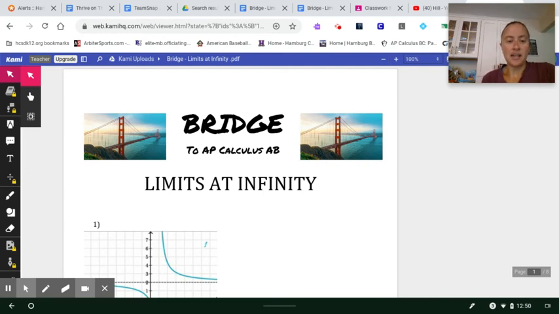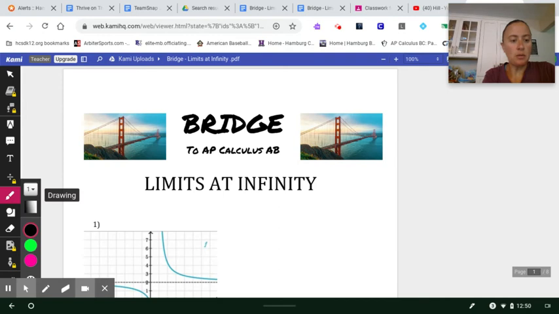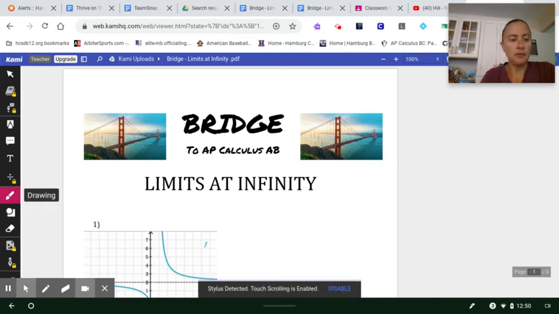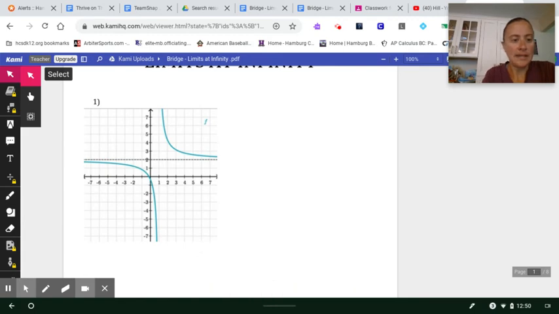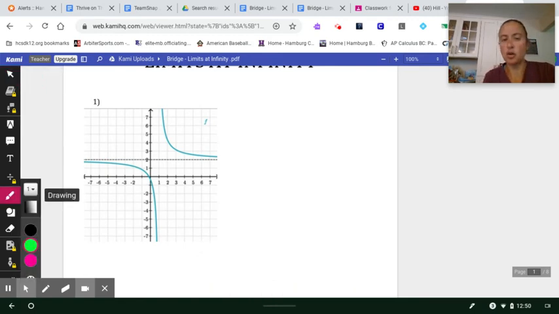Hi there. In this next section, we're going to talk about limits at infinity. So what do we mean when we say that? If we take a look at this graph, you just want to make a quick sketch in your notebook, that the limit as x approaches infinity of f of x is equal to what?